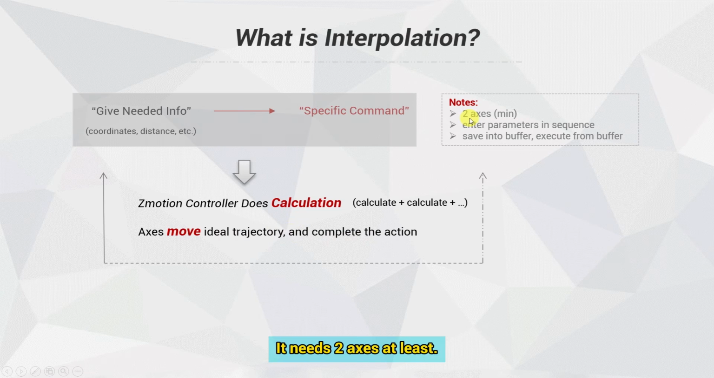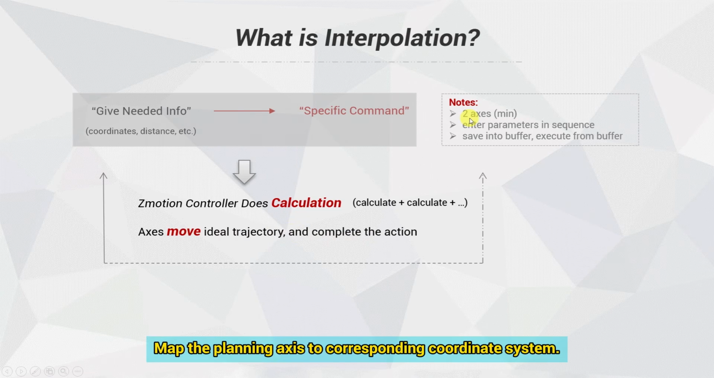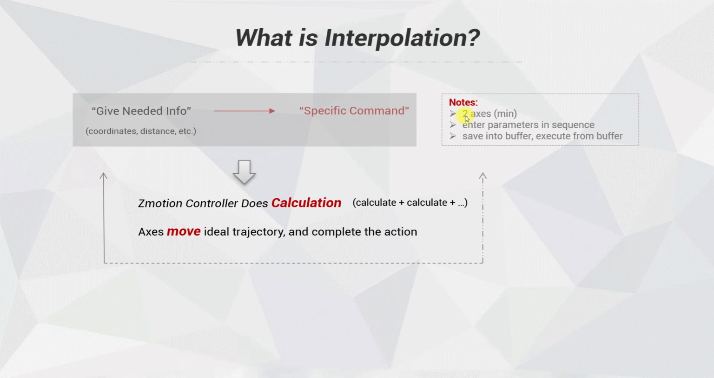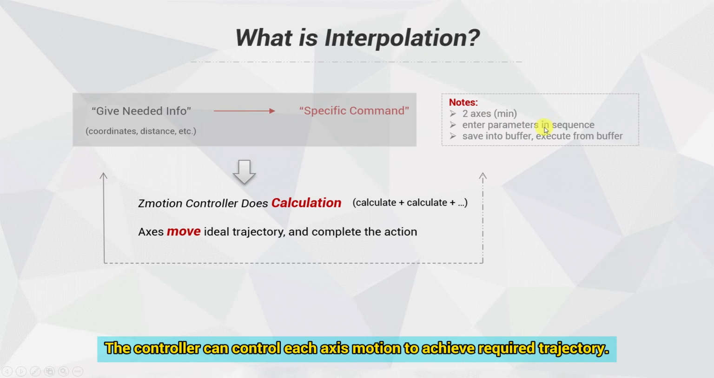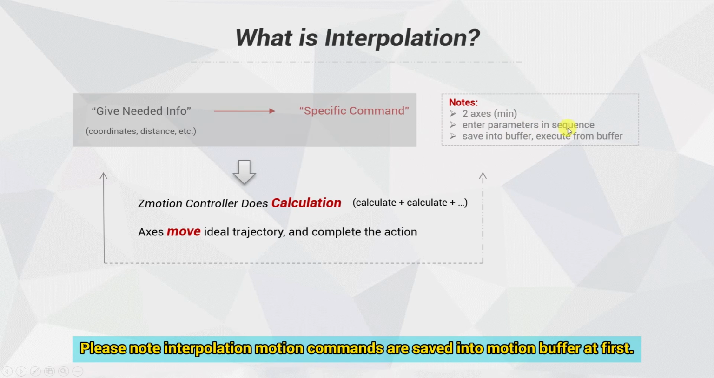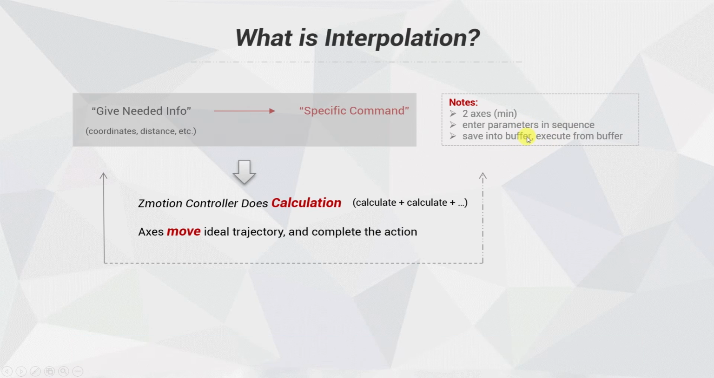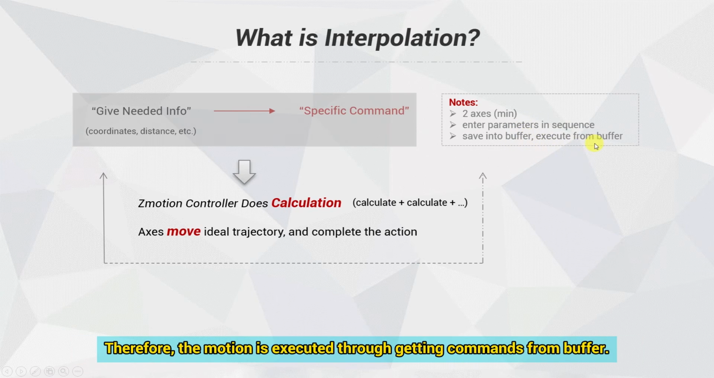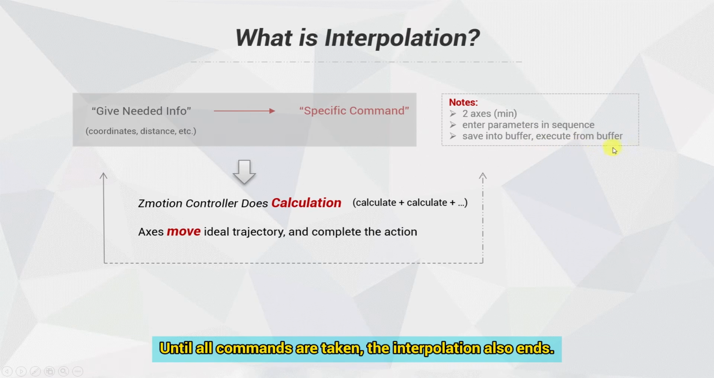It needs 2 axes at least. Map the planning axis to the corresponding coordinate system. Then, according to the coordinate mapping relation, the controller can control each axis motion to achieve the required trajectory. Please note interpolation motion commands are saved into the motion buffer at first. Therefore, the motion is executed by getting commands from the buffer. Until all commands are taken, the interpolation also ends.